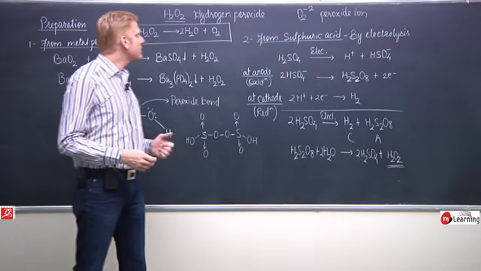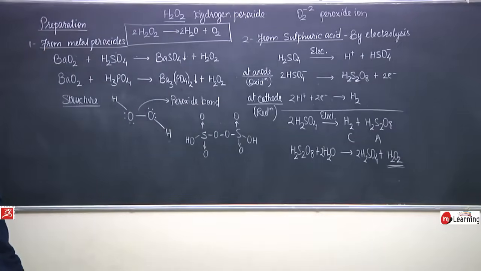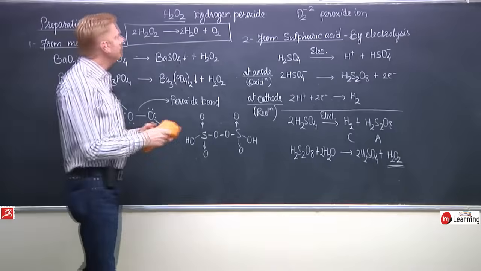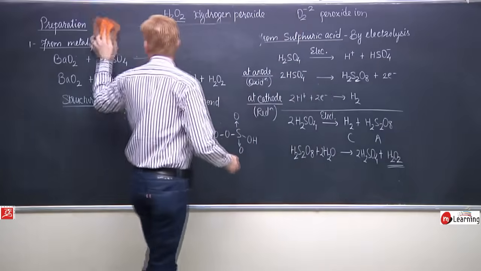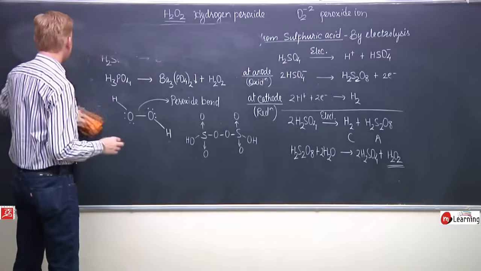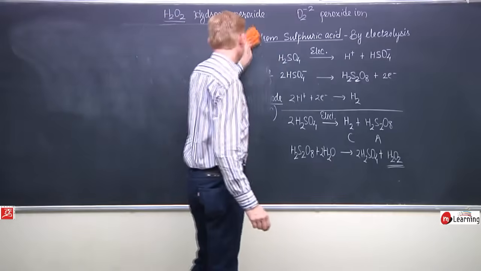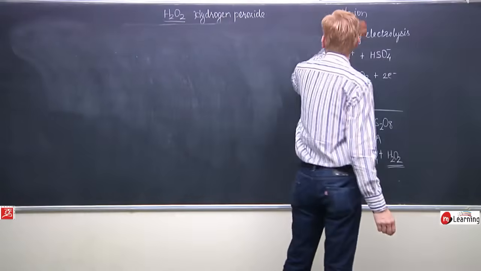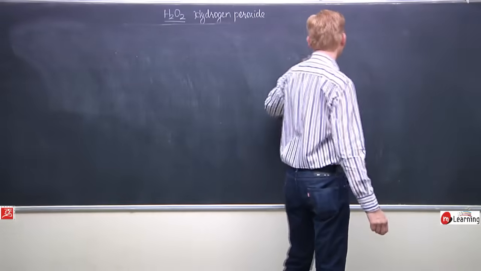More about hydrogen peroxide, its concentration and the other things, will be continued at the end of this part, but in between, now let us talk about its chemical behavior, the chemical properties of hydrogen peroxide.